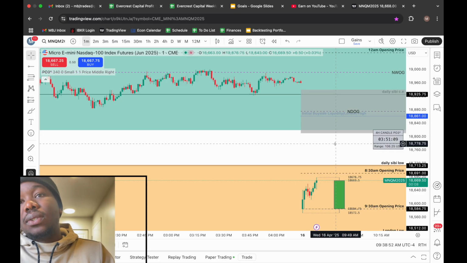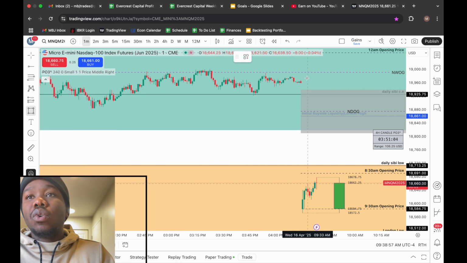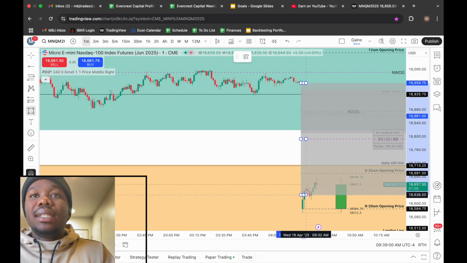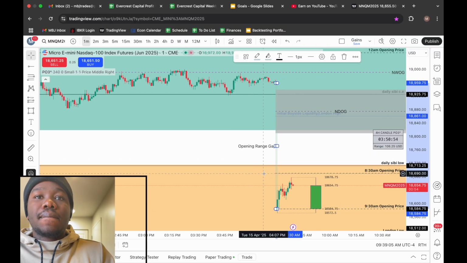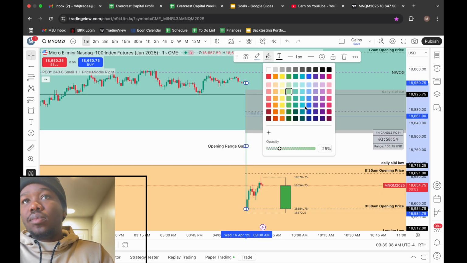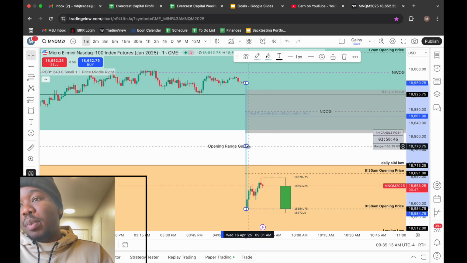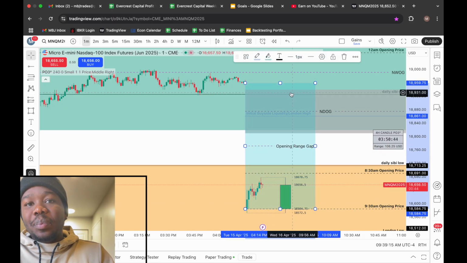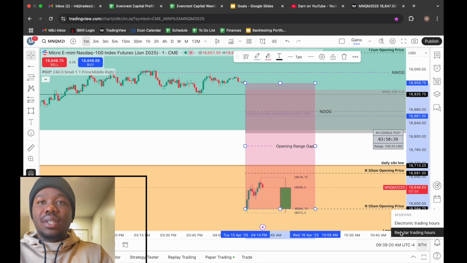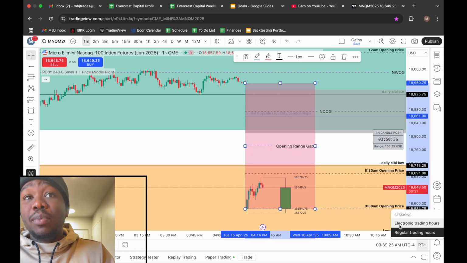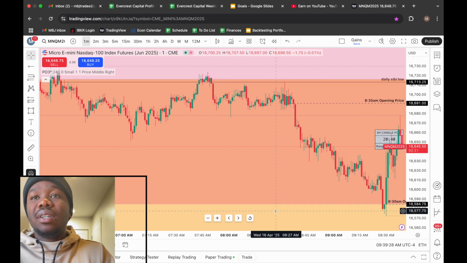And from this close to this open, this is going to be our opening range gap. I don't know which color I'm going to put it at. Let's try, I'm going to be honest with you, getting too colorful. Okay, cool. So as you can see, this is the midpoint. It doesn't have to touch it all the way.